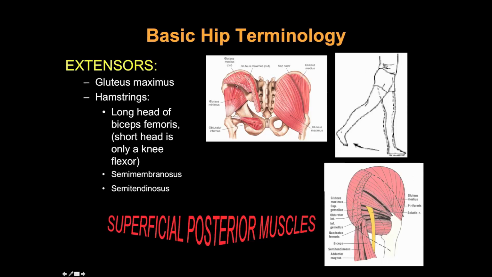Now, in terms of the hip extensors, we have the gluteus maximus. We have our hamstrings, including the long head of the biceps femoris.